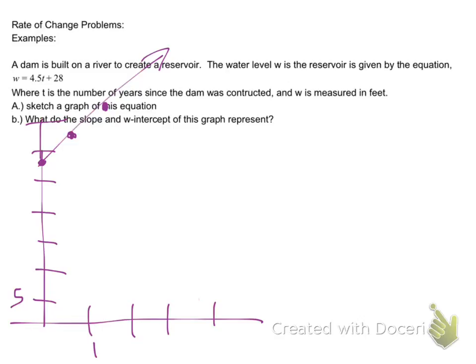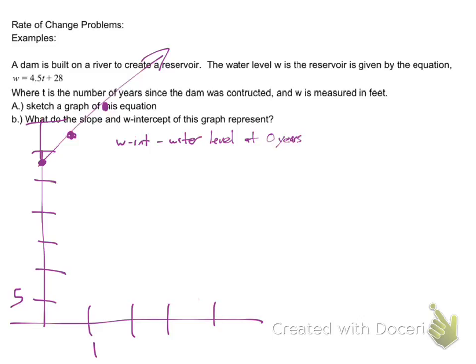What does the slope mean? What does the W-intercept mean? It's not a y-intercept, it's a w-intercept this time. We'll start with the intercept. What does the intercept mean? Yeah, the water level, right? The w-intercept is the water level at 0 years. So that's the time that the water level, or the depth of the water, when it first started.